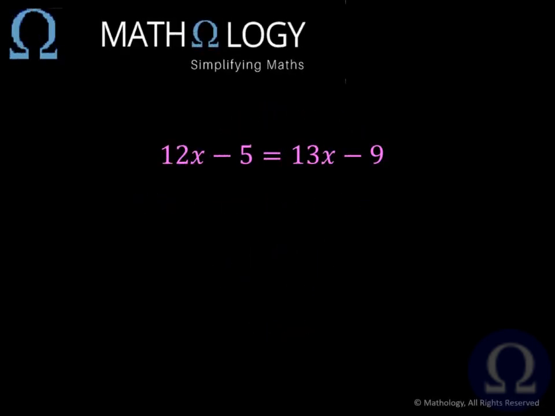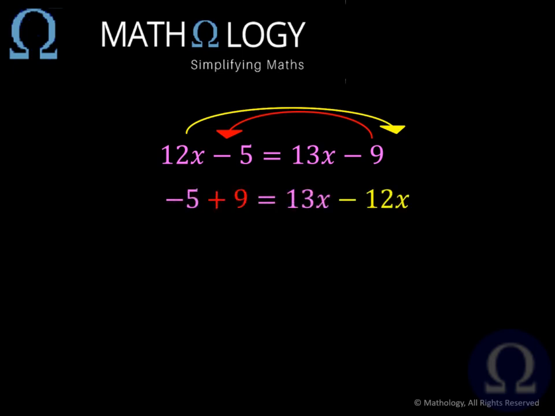To illustrate that it doesn't matter which side you move the variable terms to, we will solve the same equation again, but this time move the variable terms to the right, and the constant terms to the left. So, minus 5 plus 9 equals 13x minus 12x, which gives us 4 equals x, or x equals 4.